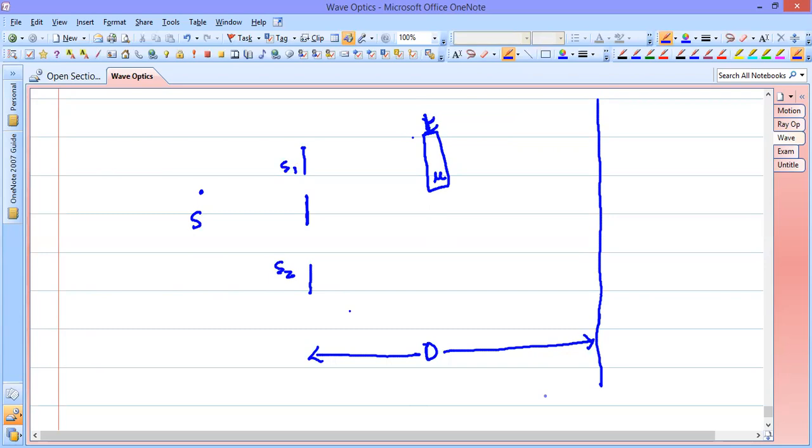Firstly, we are having a coherent source and double slit S1 and S2, and small d is the width between the slits. At a distance capital D, we are having the screen or photographic plate. In between slit and screen, we are having a mica sheet having a thickness t and a refractive index mu. Fine. Is it okay? Yes, sir.